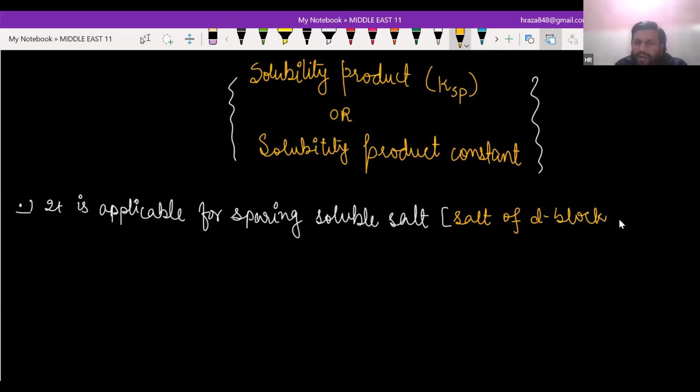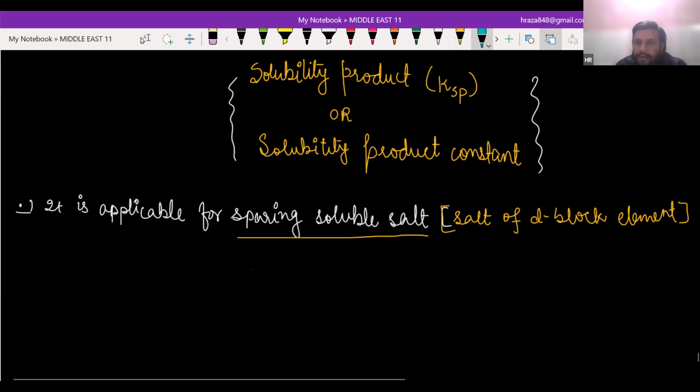Or in other words, you can say weak electrolyte, right? The one which dissociates into ions will be soluble. Here, solubility product or solubility product constant is applicable only for a sparingly soluble salt. That means it is not completely soluble. It is slightly soluble. Is this clear? Generally, the salt of a d block element is sparingly soluble. Is this clear? Yes, sir.